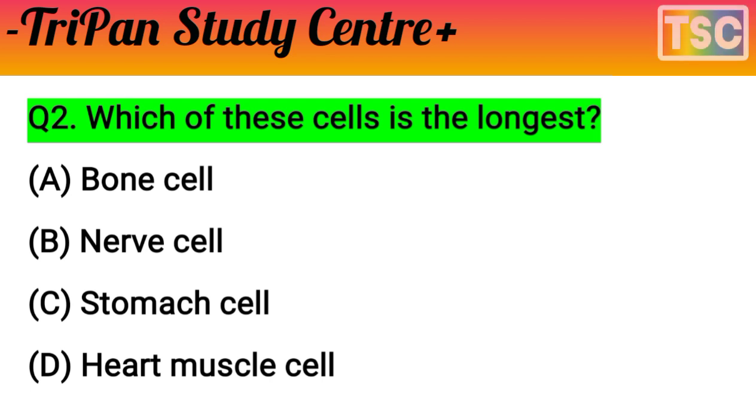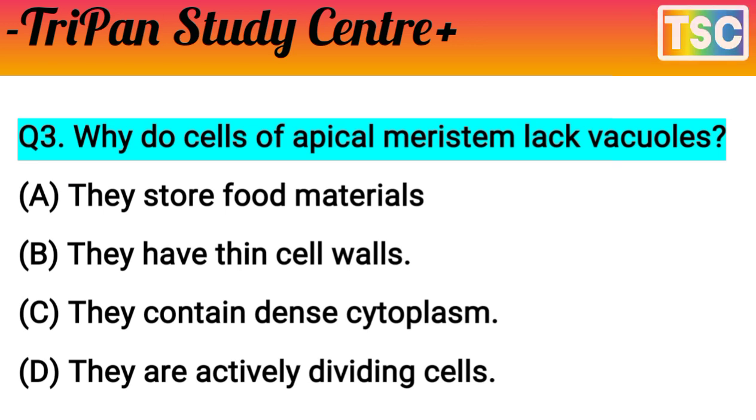Let's see the next question on your screen. Question here: why do the cells of apical meristem lack vacuoles? You know that the question is very interesting. Why do cells of apical meristem lack vacuoles?